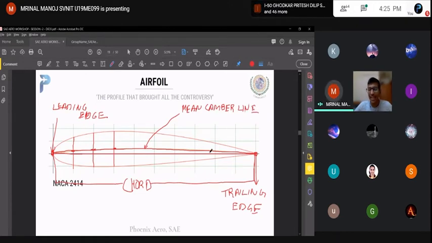Now, what is camber to start with? Camber is basically the curvature of the airfoil. Camber is basically how far the surface is curved towards the top, and camber is one of the most contributing factors to lift.